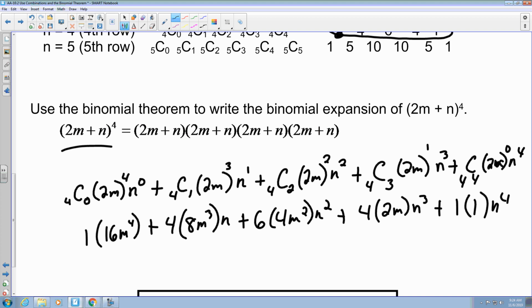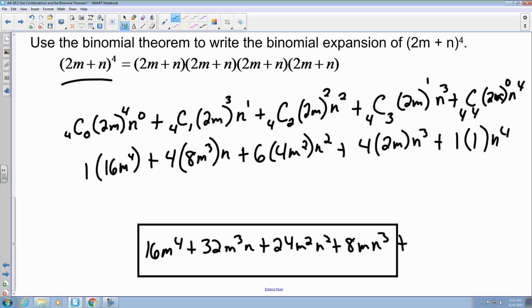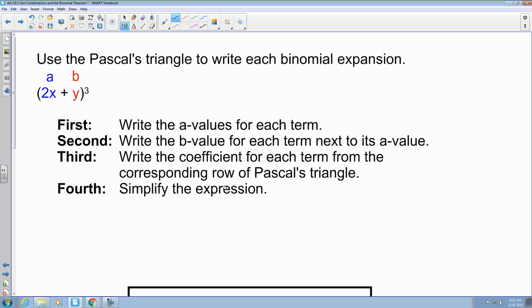So now we just get to multiply the rest of the numerical values, and so it becomes 16m to the 4th plus 32m to the 3rd n plus 24m squared n squared plus 8m n cubed plus n to the fourth power. Okay, so let's look at another one.